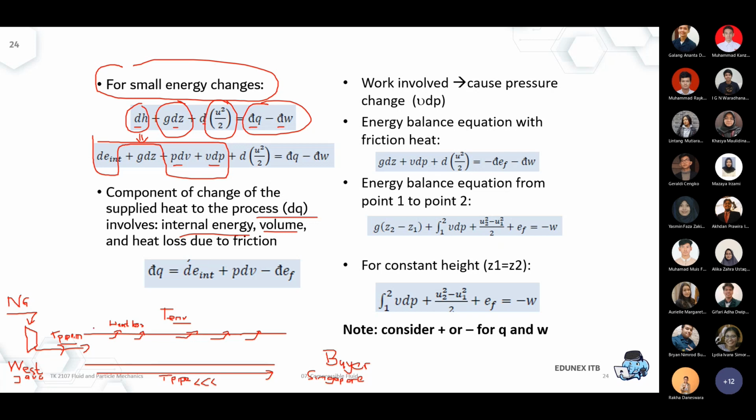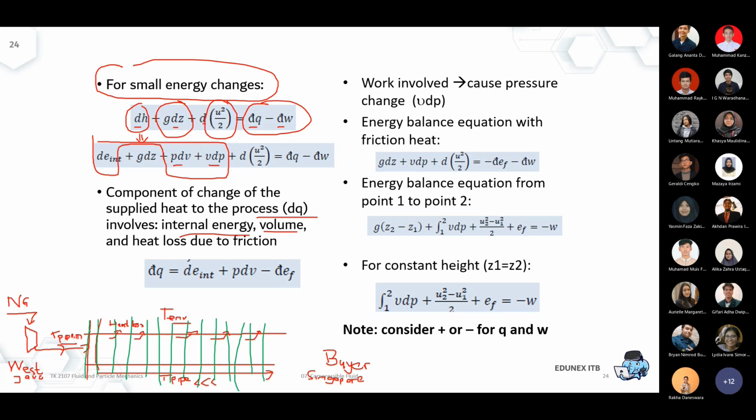Why? Because it has to be treated with what is called discretization. Maybe I'll change the color. It has to be treated as a discretization part. Why? Because at the first part of the West Java pipeline, the density, the pressure, and the temperature will be different from the gas that ends up in Singapore.